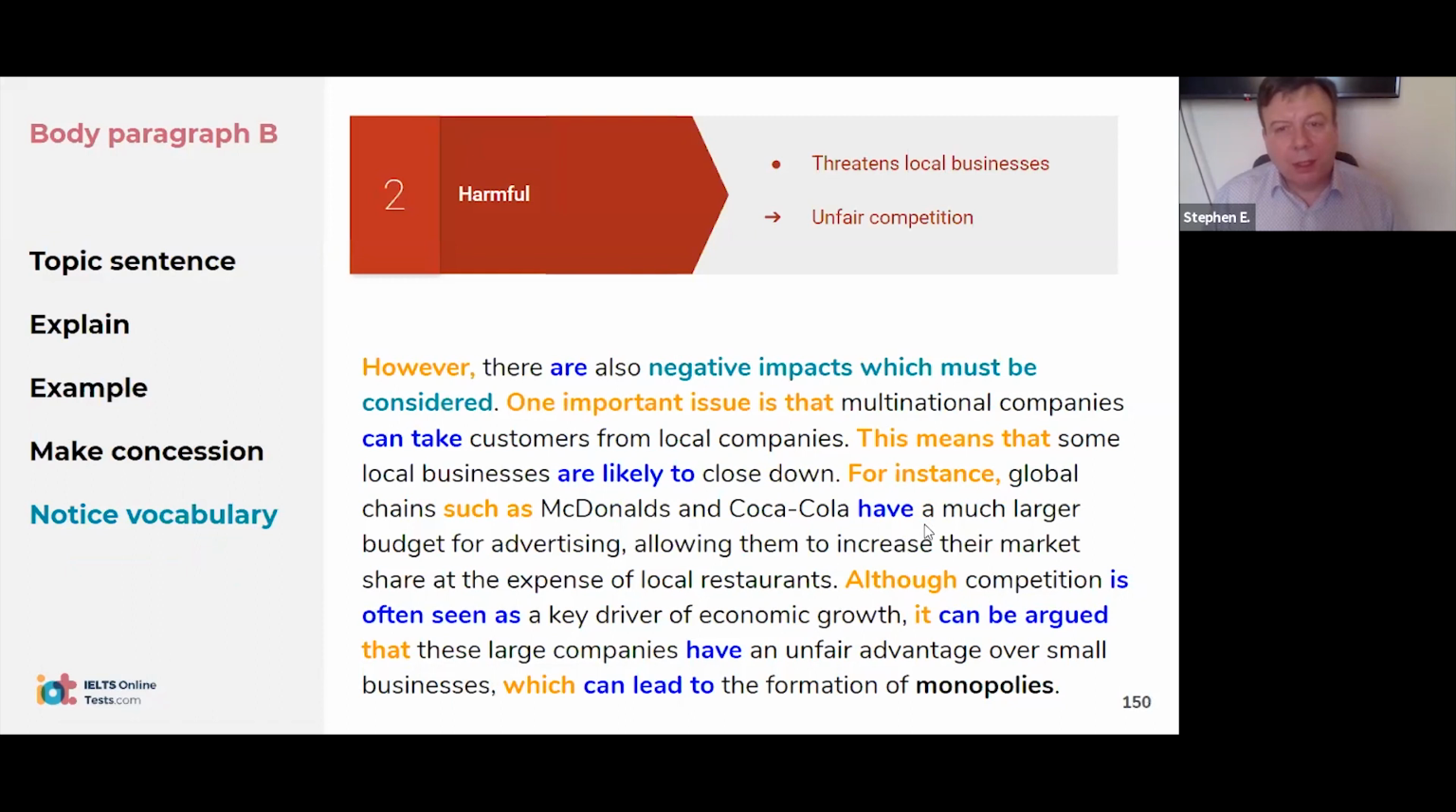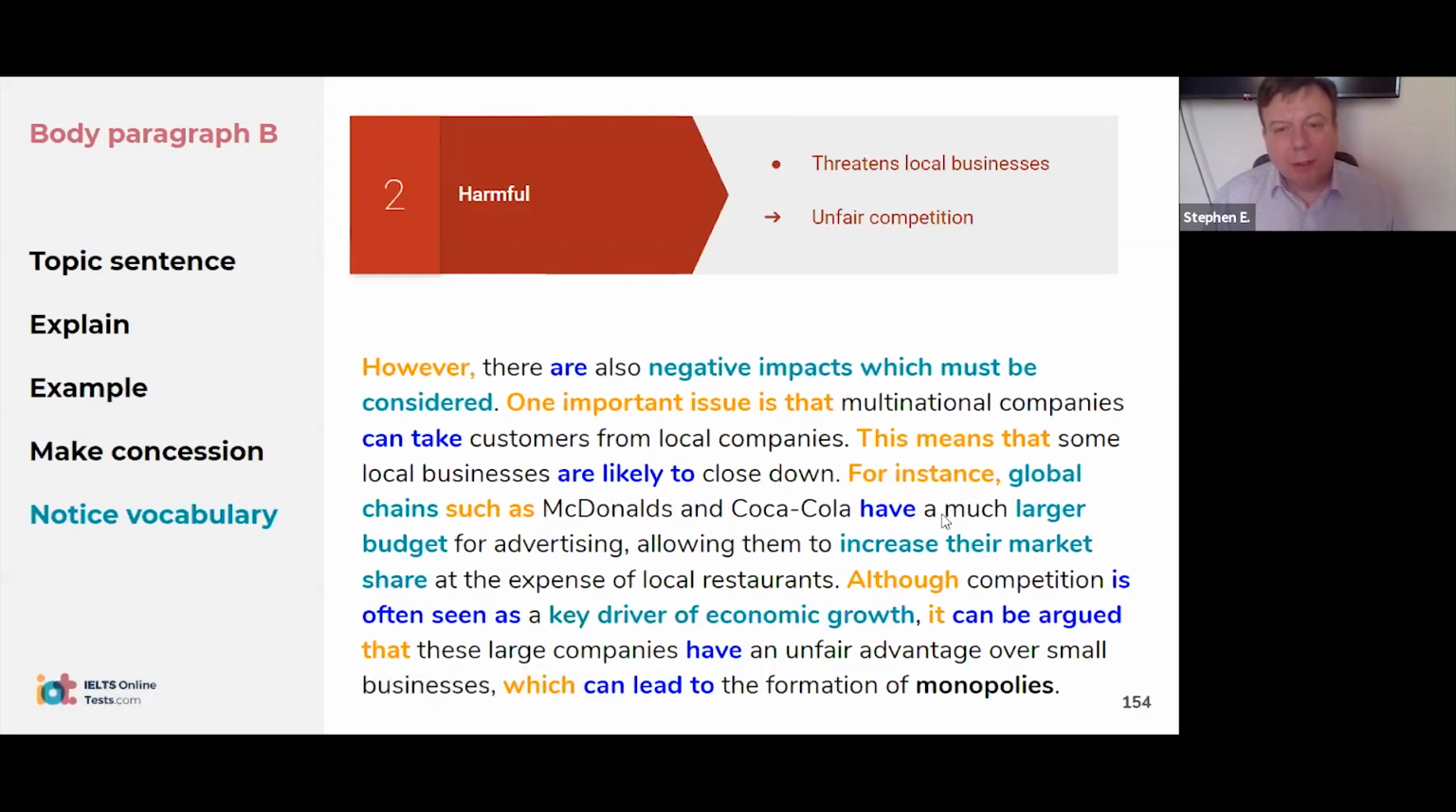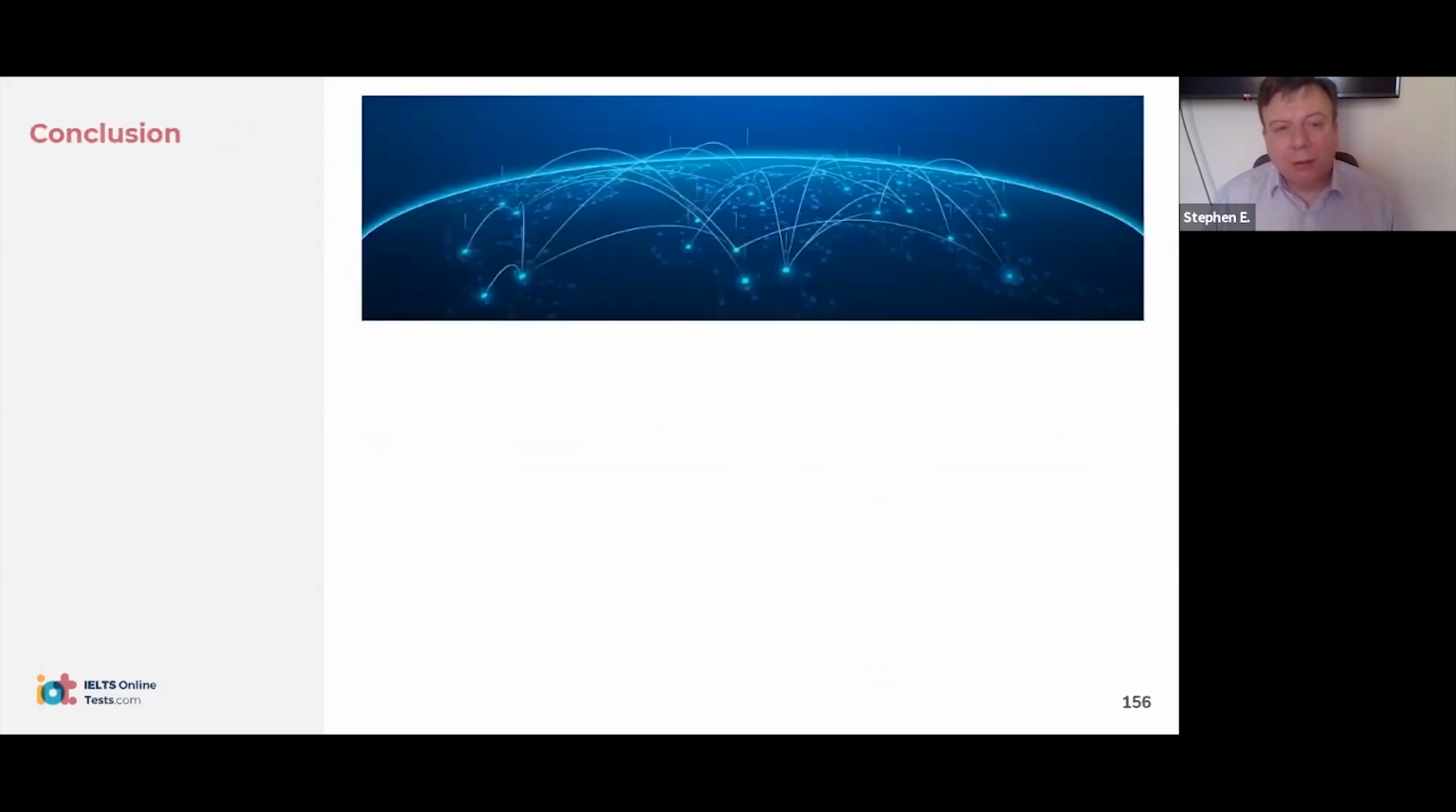Good. So negative impacts, we've got collocation there. Global change, larger budget, market share, economic growth, key driver, good collocations, formation of monopolies. So let's have a look at our conclusion. So we're going to summarize the main points. Okay, let's have a look.